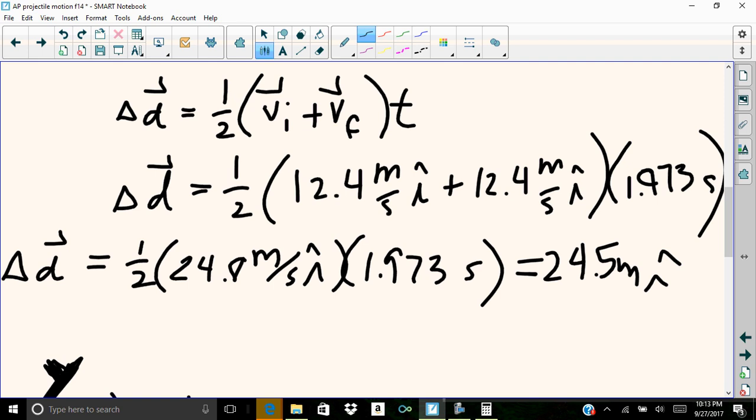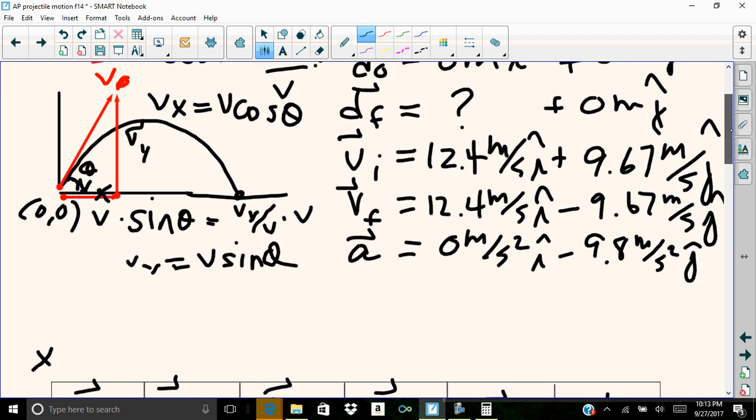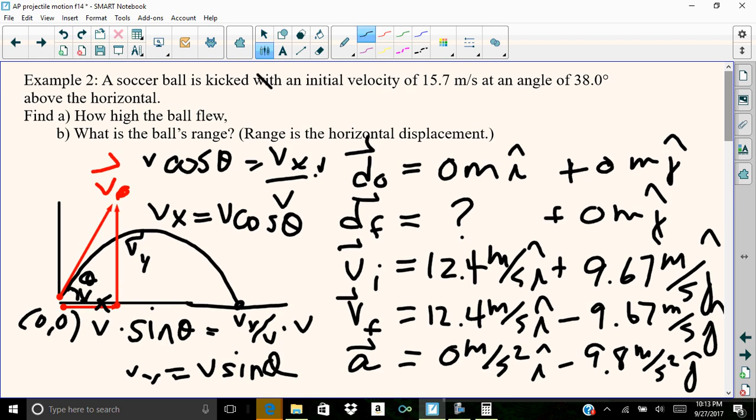I'm not done though, right? I know you're thinking, oh my God, we're not done yet. No, we're not done. We figured out the range, but we haven't figured out how high the ball flies. There's a reason why I've waited until now to do this. In order to figure out how high the ball flies, I have to go from the middle point straight up. That's the halfway point. It takes half of the time to get to that position.